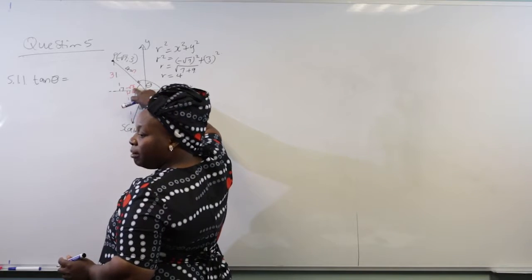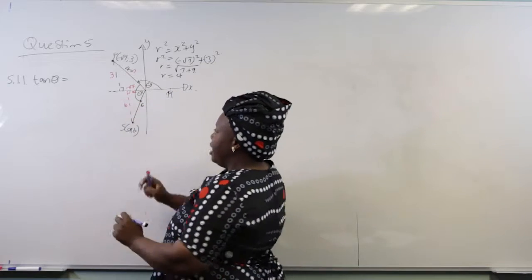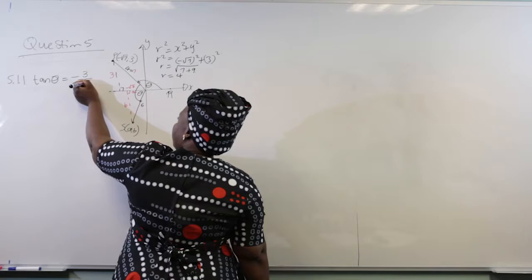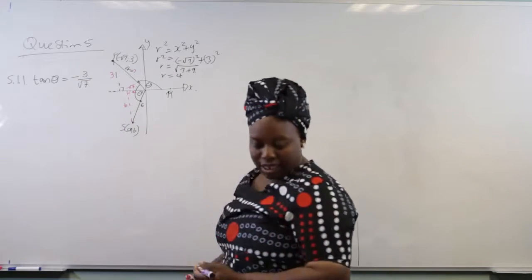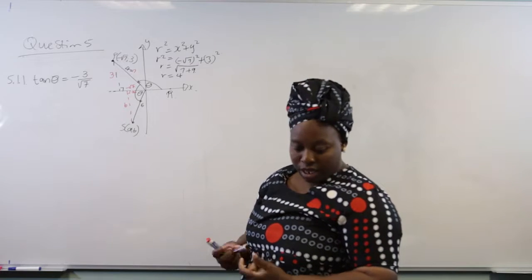Remember the adjacent we're talking about here is for the negative square root of 7, not the a. So we're going to say negative 3 divided by the square root of 7. And now that is your tan theta. Then they give you 1 mark. Can you see how simple that can be? It's not that bad for you to get that mark.